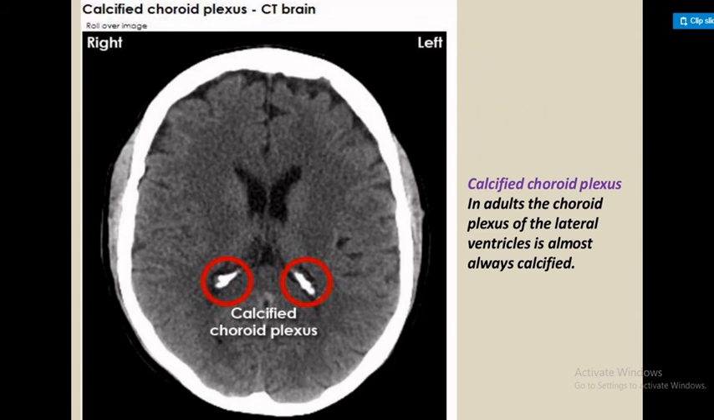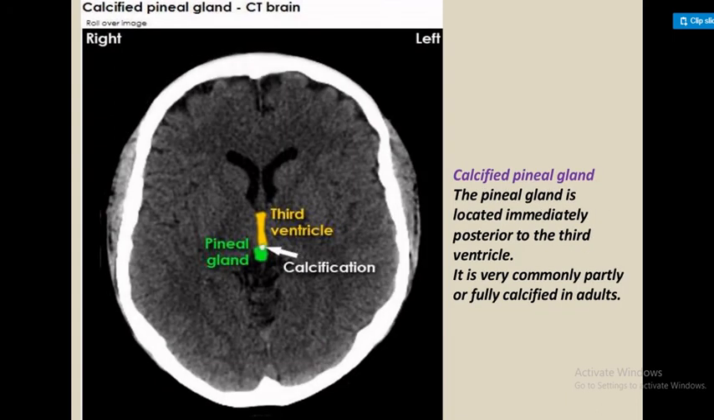So here in this scan, we can see a calcified choroid plexus. In adults, the choroid plexus of the lateral ventricles is almost always calcified. See it, it is in the red circle here in this CT. Here, a calcification of the pineal gland. The pineal gland is located immediately posterior to the third ventricle. It is very commonly partly or fully calcified in adults. Look, this calcification, the white one; the third ventricle is the yellow, while the pineal gland is the green one.